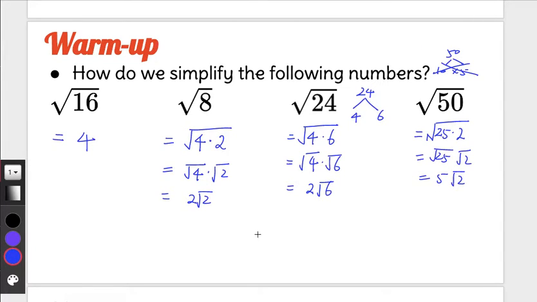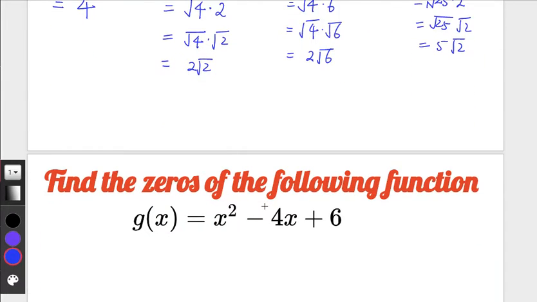Okay, so you may wonder, why do we go back to think about square roots here? The reason is imaginary numbers: we are going to deal with some situations like this. That's why we just had a quick warm-up to simplify these numbers.